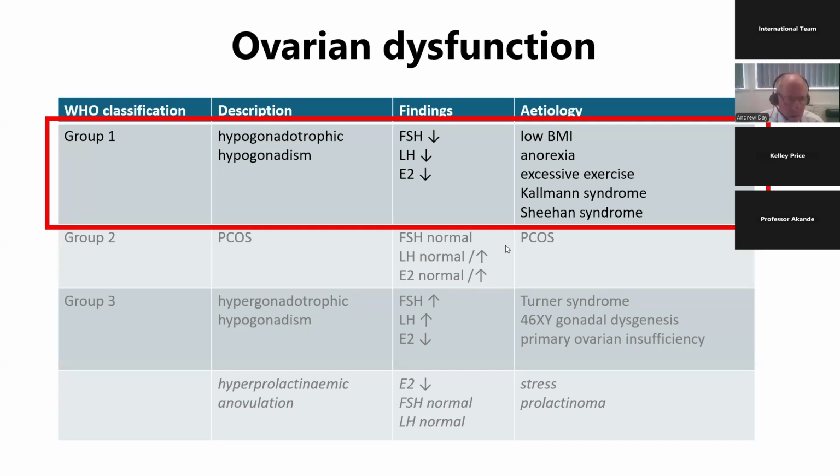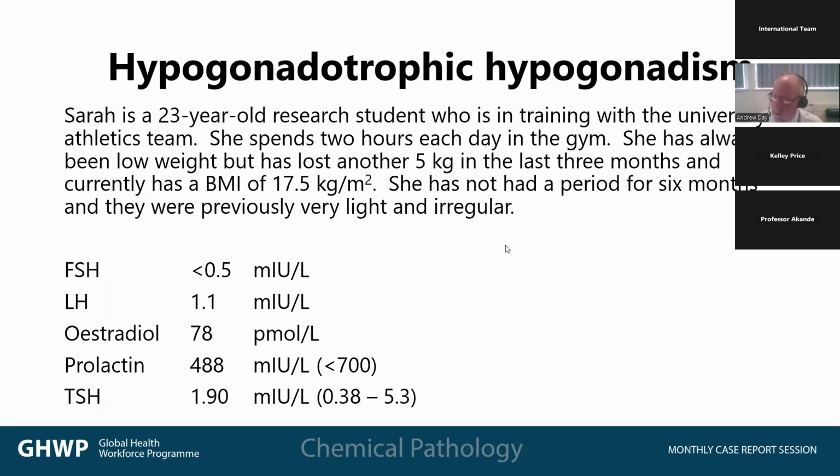So, moving back to our WHO causes for ovarian dysfunction. The first group of causes is the hypogonadotrophic hypogonadal causes. And we'll just briefly take a look at those. So I've just given us a short clinical vignette of a typical case.